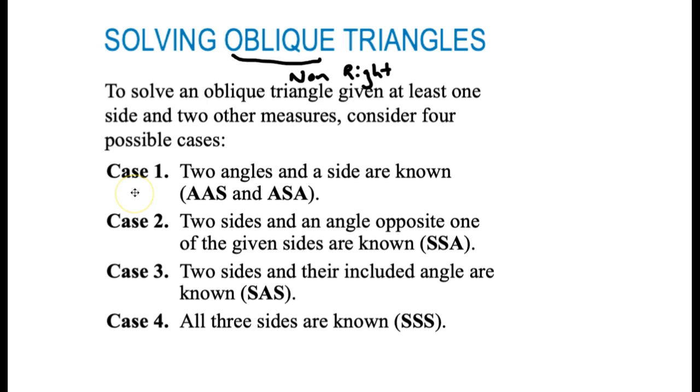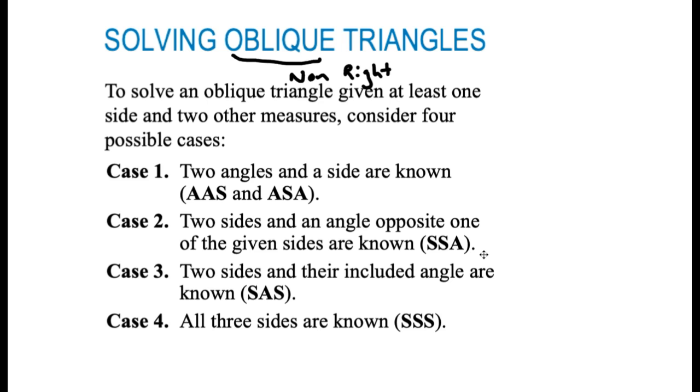All right, so the 4 possible cases are: we know 2 angles and 1 side of the triangle, and we can then find the other angle and the other 2 sides. The second case is if we know 2 sides and an angle that's not in between those 2 sides. The third case, 2 sides and the angle that is in between them. And the final case, all 3 sides are known.